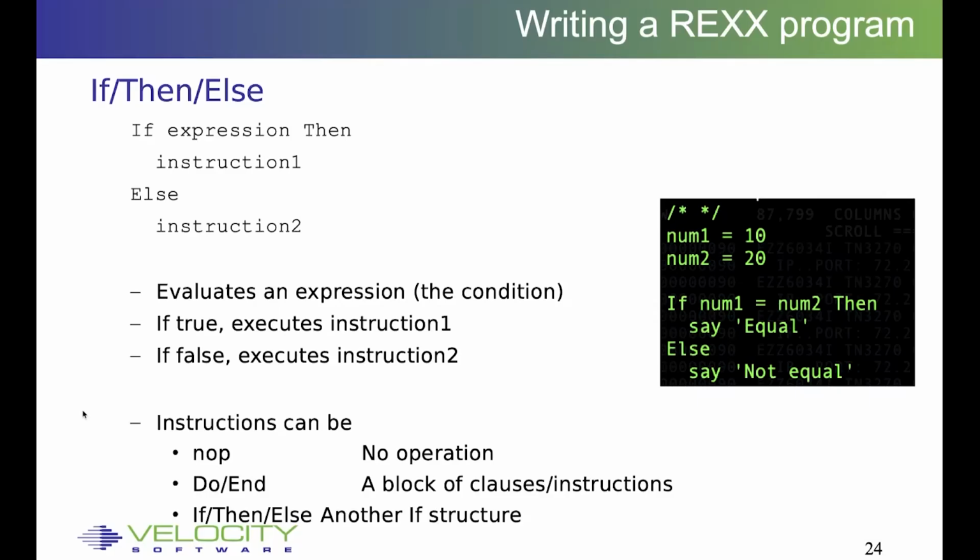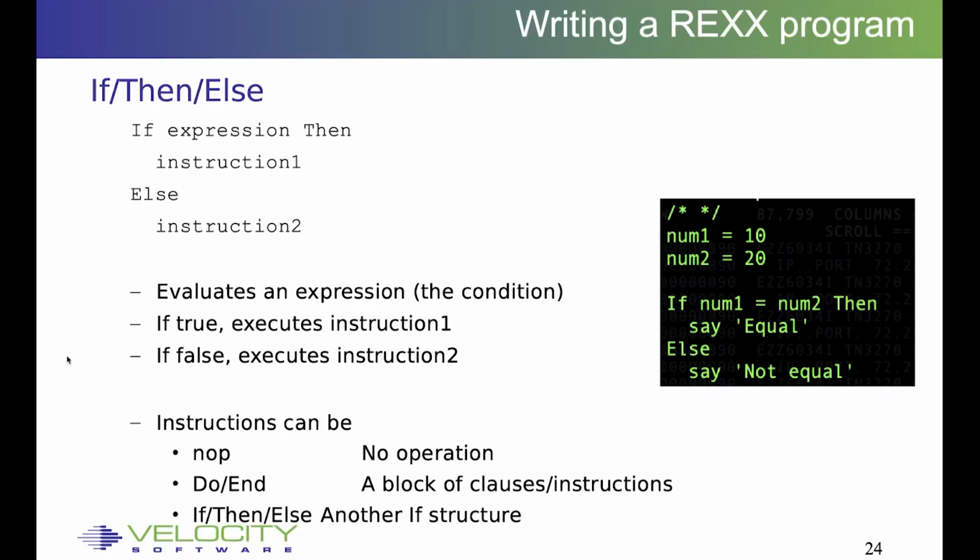A do block is required if you have more than one instruction to execute. So if you need to issue multiple REXX commands, clauses inside of as a result of a condition, a do block is required. You can also nest if structures, and that is also allowed.